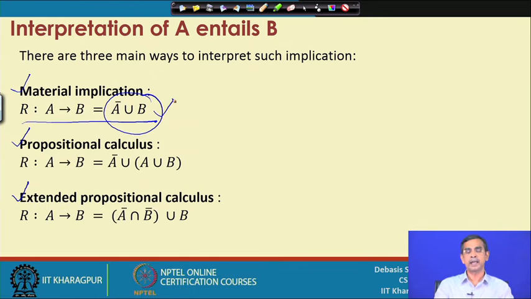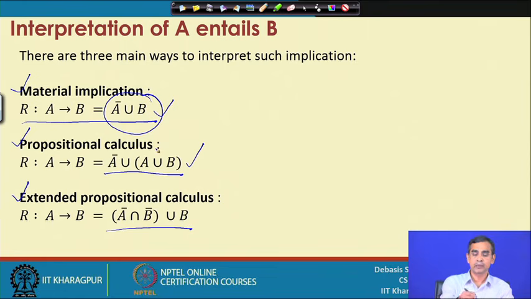Now, the propositional calculus takes a slightly different form, which is shown here. It is basically A complement union, and then A union B. So, it also takes this form, and the extended propositional calculus takes this form. What we can learn from all this discussion is that these are different ways of calculating the relation matrix, that is all.